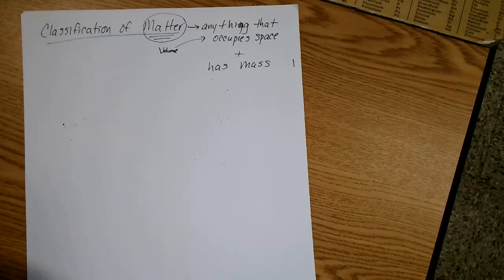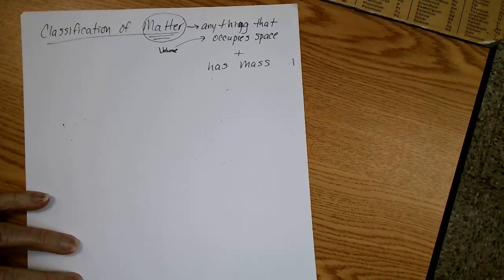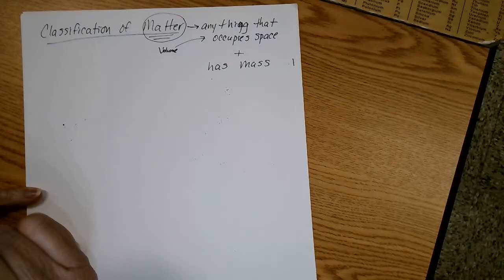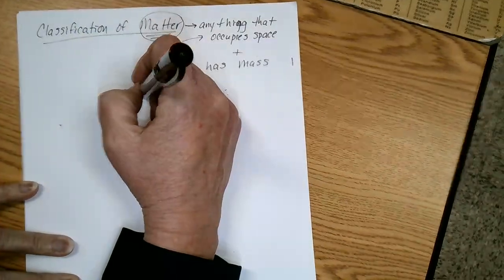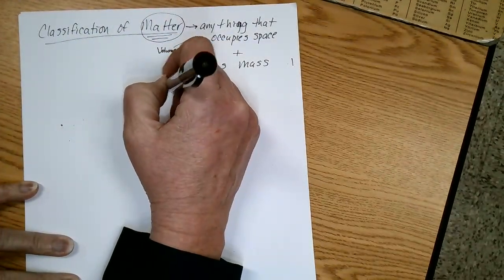But we like to look at matter as, what kind of matter is out there? Everything around us is matter, from the air that we breathe, to the table that we're leaning on, to the parts in our body, to the water that we drink. Everything is matter because it occupies space and has mass. But we do like to classify it. And so when we look at this, we're going to do a nice little concept map here.